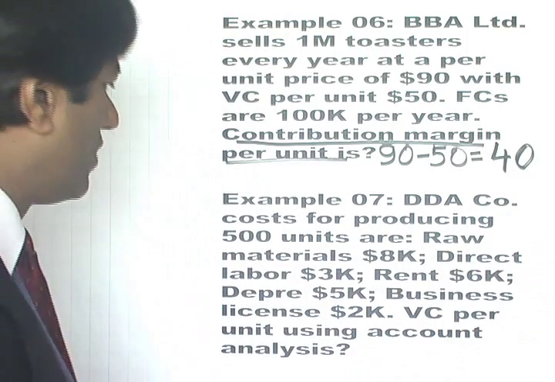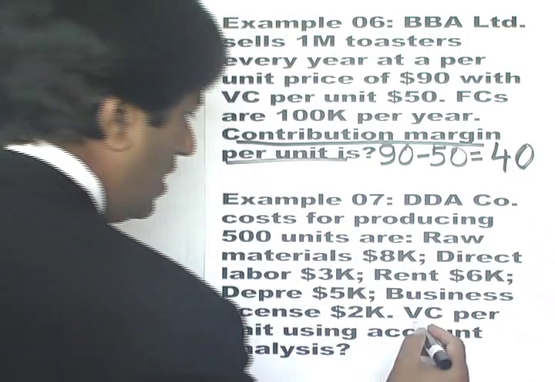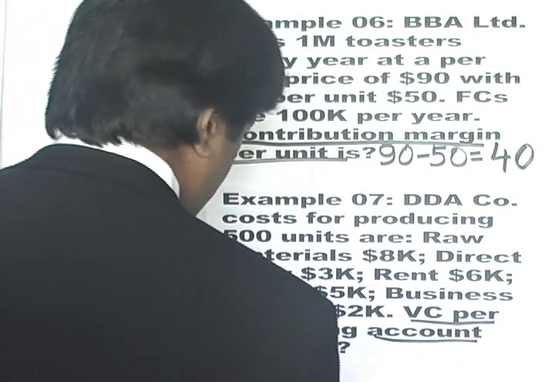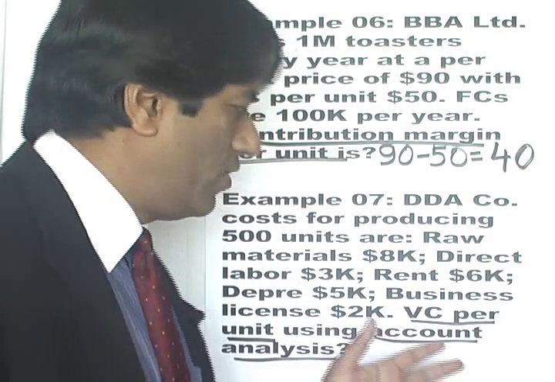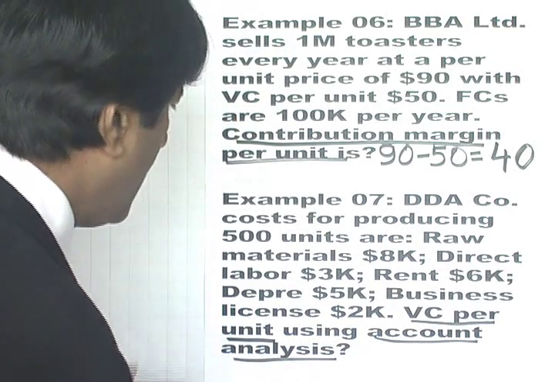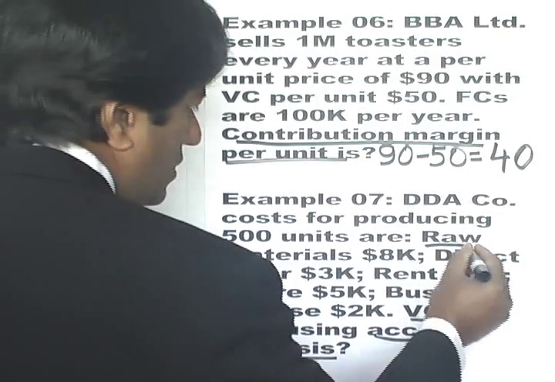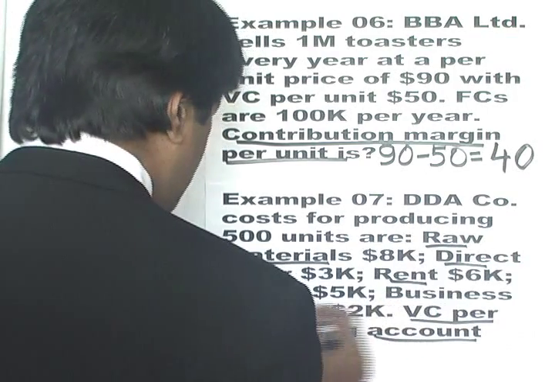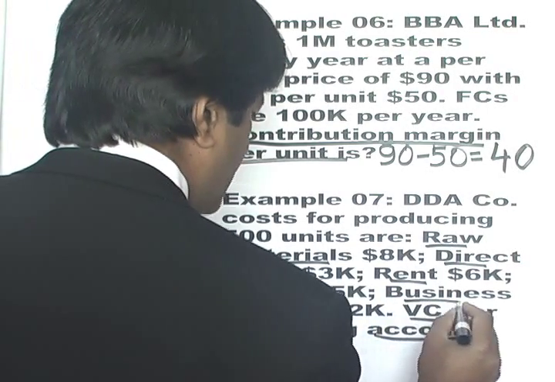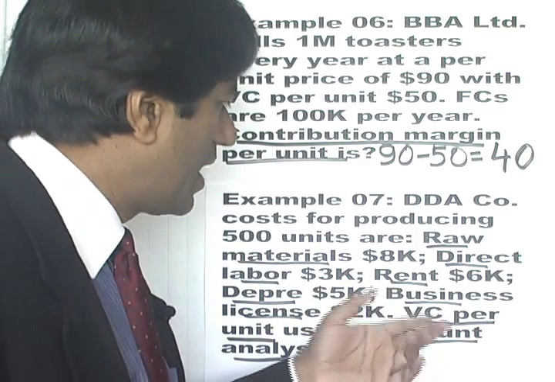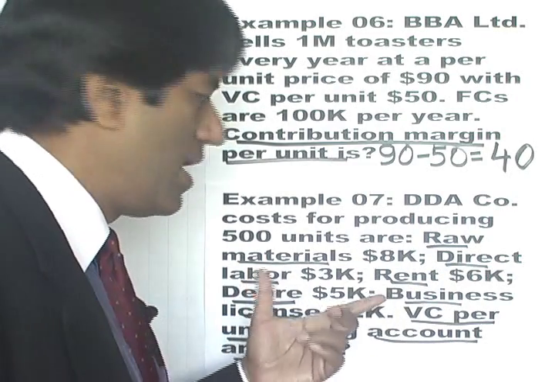In this question, we are asked to calculate variable cost per unit using account analysis. Well, in account analysis, we are looking at which of these expenses are actually variable and which are fixed. So the expenses that we have are raw materials, direct labor, rent, depreciation, and business license. Of these expenses, only direct labor and raw materials are variable.